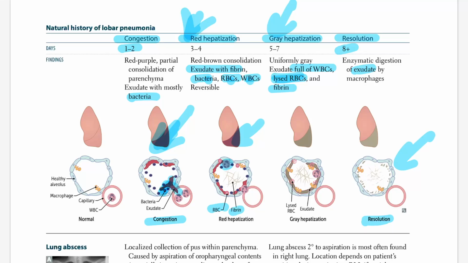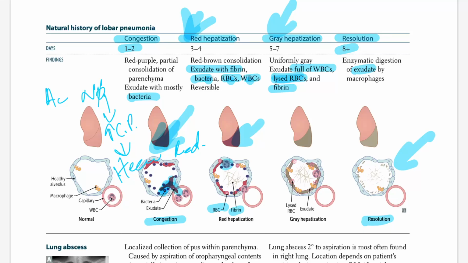Let's add some things to it. Okay, in congestion, we have, first of all, because we have an active inflammation, which cells are we going to have in the first place? Neutrophils. Neutrophils are going to release those cytokines that would increase the capillary permeability, and that protein-rich fluid is going to start getting into the alveolar spaces, causing the next stage, right? Heavy red hepatization.